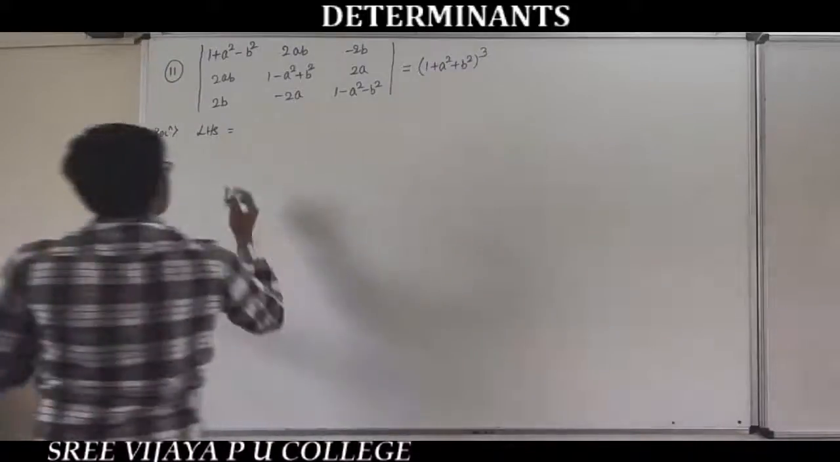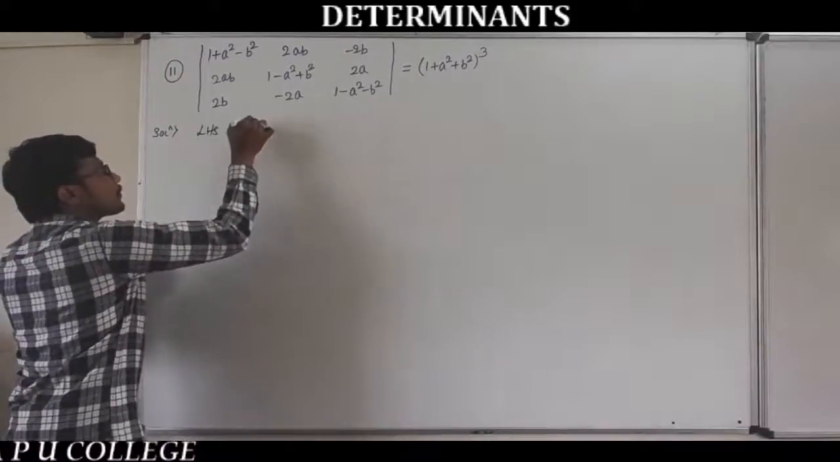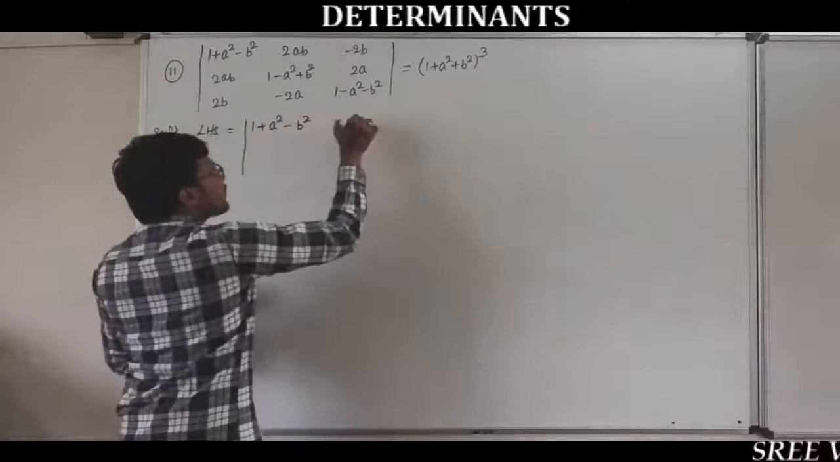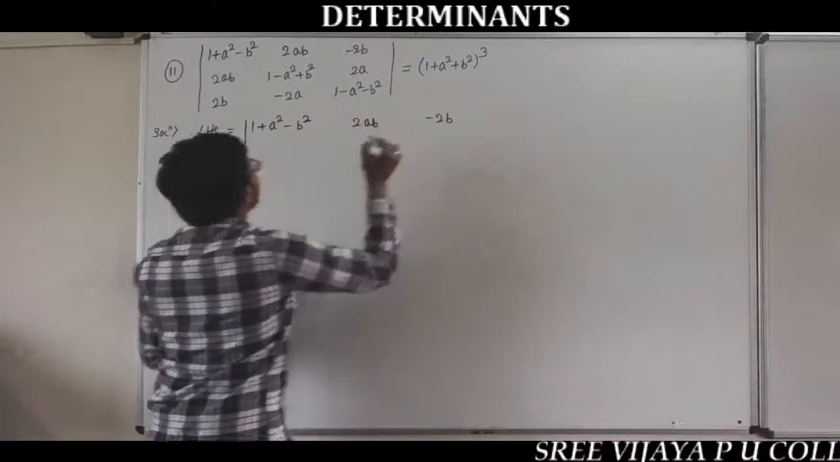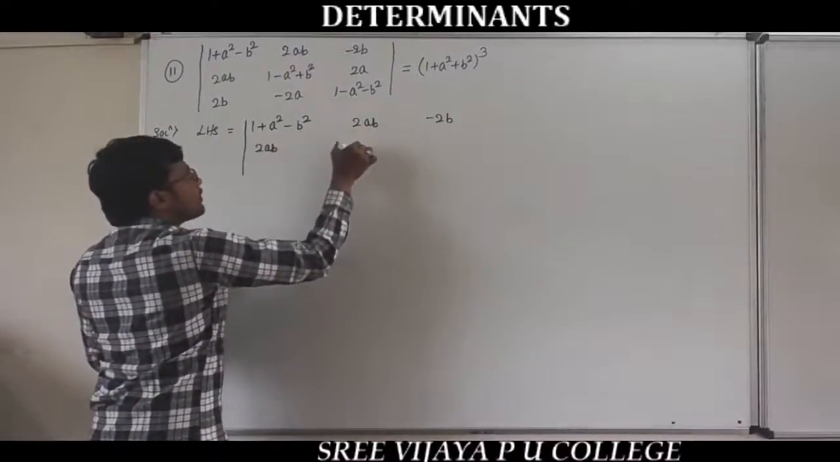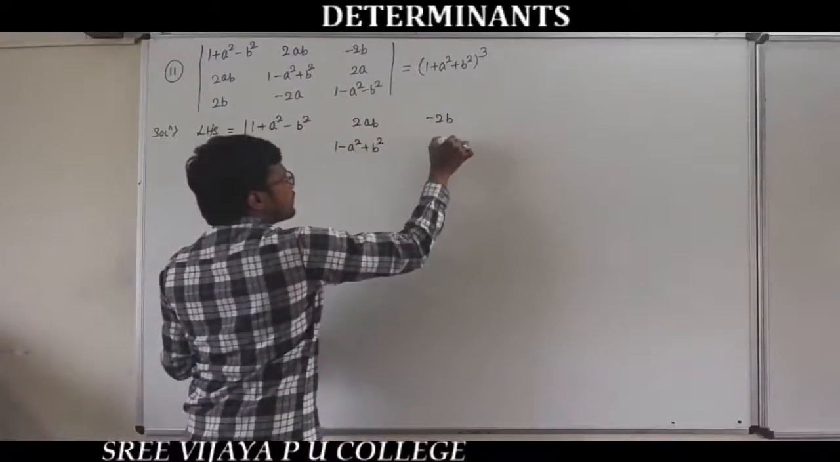So now take LHS. LHS equals determinant of 1 plus a square minus b square, 2ab, minus 2b; 2ab, 1 minus a square plus b square, 2b.